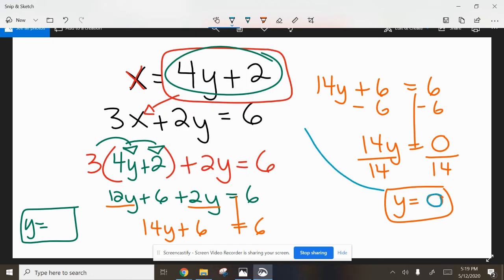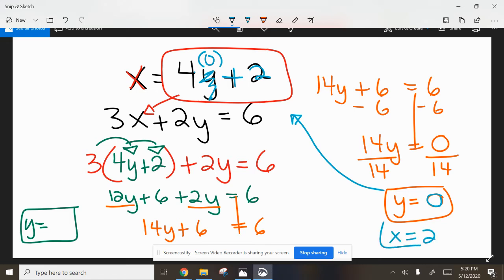Let's go back to our first piece of the puzzle here. If I'm looking at this, I'm going to put it right where y is. All right, what's 4 times 0? 0. What is 0 plus 2? Well, obviously, anything plus 2 or nothing plus 2 is just going to stay 2. So your final answer would be 2, comma 0. Okay? Those are two different ways to do the system.